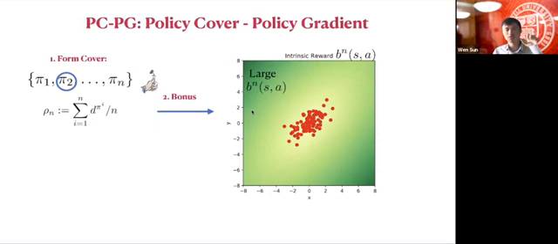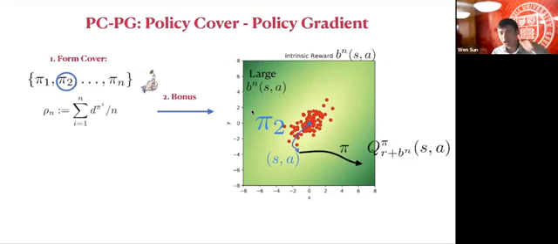So what I'm going to do is randomly select a policy in the policy cover, and execute that policy from the initial state for some time steps. When I get to this state action pair s, a, then I'm going to switch to my current policy, the policy that I'm currently optimizing. And I'm going to roll out my current policy for some time steps to collect an unbiased estimate of the Q value, the reward-to-go of my current policy.